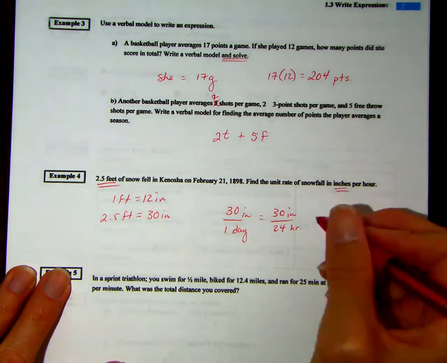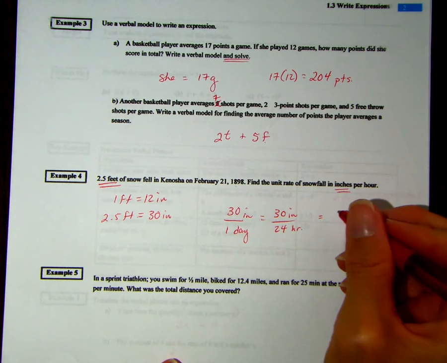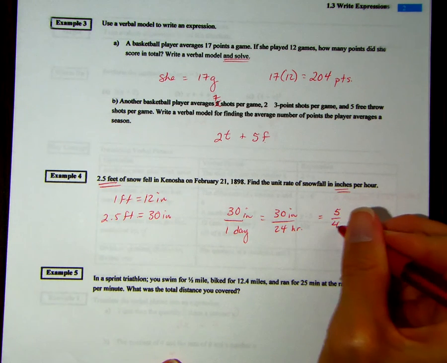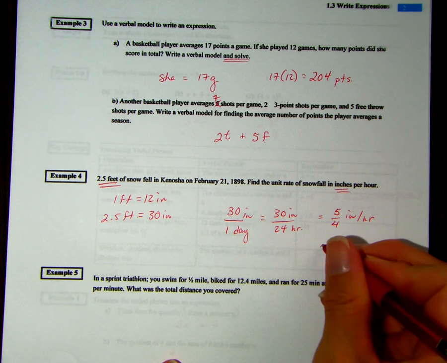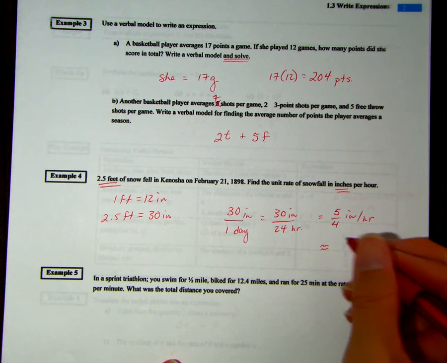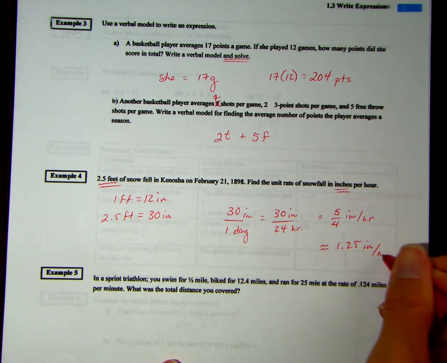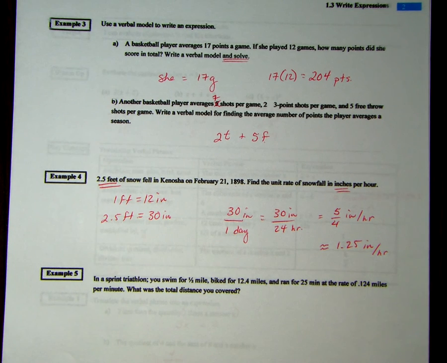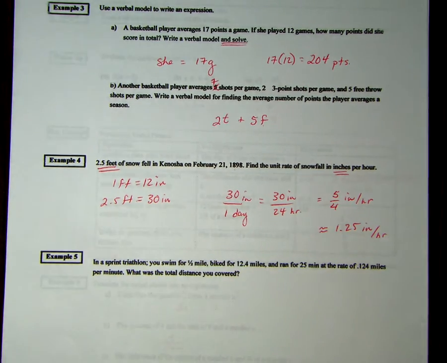And then if you divide that, I could continue, use fractions. 6 will go into each one of those. We have 5 over 4 inches per hour. And for those of you who hate mixed numbers or improper fractions, that's 1.25 inches of snow per 1 hour. That's crazy. Be a lot of sledding going on. Probably not snowmobiling if you look at the date.